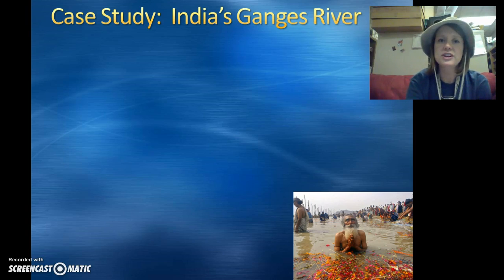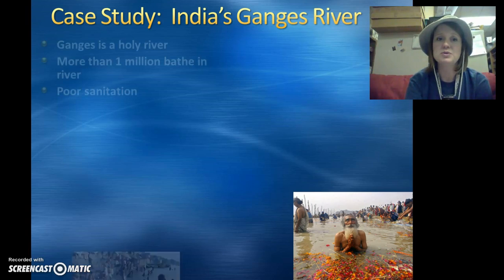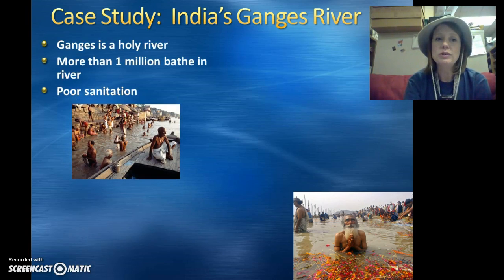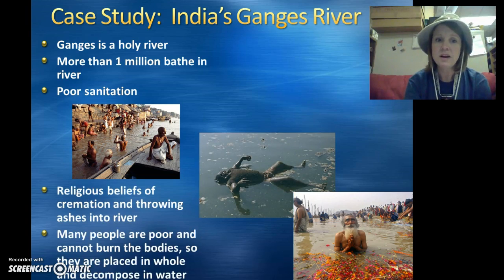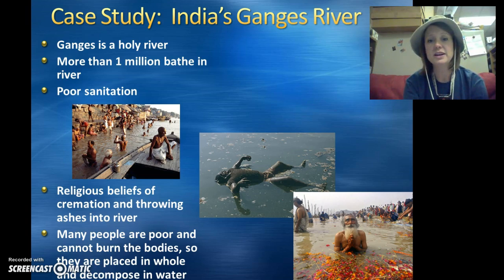All right, we're going to look at the Ganges River in India and what has happened in terms of water pollution there. It is a holy river. More than 1 million people bathe in this river, so it's not very sanitary. They also have a religious belief that when they die, they are cremated and they throw the ashes back into the river because it is a holy river. Those that cannot afford to burn their bodies or have them cremated will often throw whole bodies in the river, and so there will just be decomposing bodies floating down the Ganges.